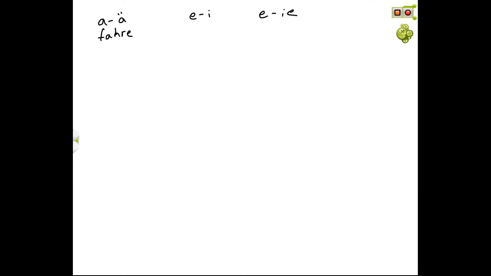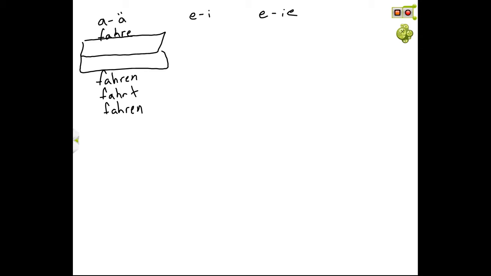Ich fahre. Skip down to the wir form. Wir fahren. Ihr fahrt. Sie fahren. These four forms are regular. The only two forms that are irregular are here and here. Du fährst and er/sie/es fährt. Those two take an umlaut, as would be indicated by the fact that they are in the category of A to A umlaut.